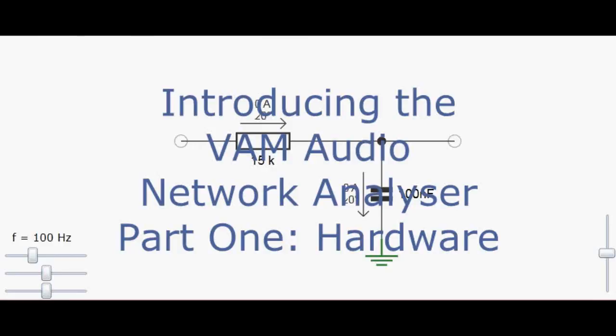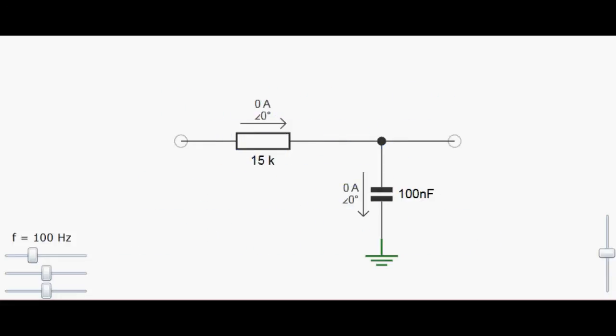Hello, this is going to be a short demonstration video on how to use the Audio Network Analyzer program to measure the frequency response of a simple RC network. The one I'm going to use as an example is this network here, a 15K resistor driving a 100 nanofarad capacitor in a low-pass filter configuration.